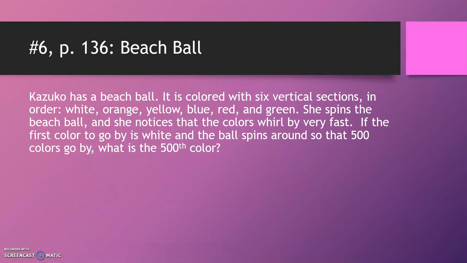Moving on to number 6, beach ball. It reads, Kazuko has a beach ball. It is colored with 6 vertical sections in order: white, orange, yellow, blue, red, and green. She spins the beach ball and she notices that the colors whirl by very fast. If the first color to go by is white and the ball spins around so that 500 colors go by, what is the 500th color?